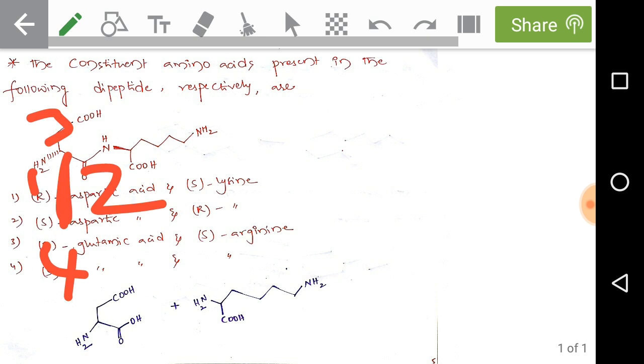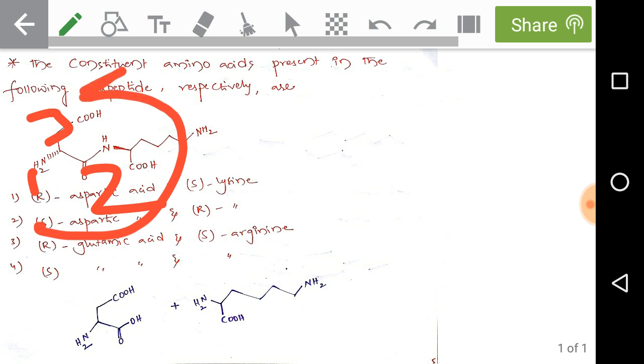Okay, just remember that whenever a chiral carbon contains the least priority group above the plane, we need to give the opposite nomenclature for the priority order. So just look at here, the priority is in anti-clockwise direction. The priority is in anti-clockwise direction with the least priority group above the plane on the chiral carbon.